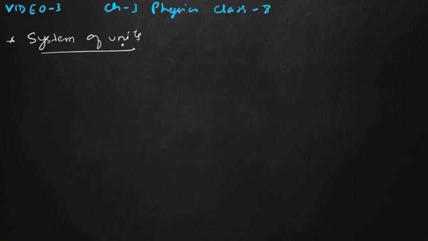The fundamental units are the units which can neither be derived from any other units, nor be broken into any basic things. So in the system of units, we generally follow two types of systems. The first one is our CGS system.